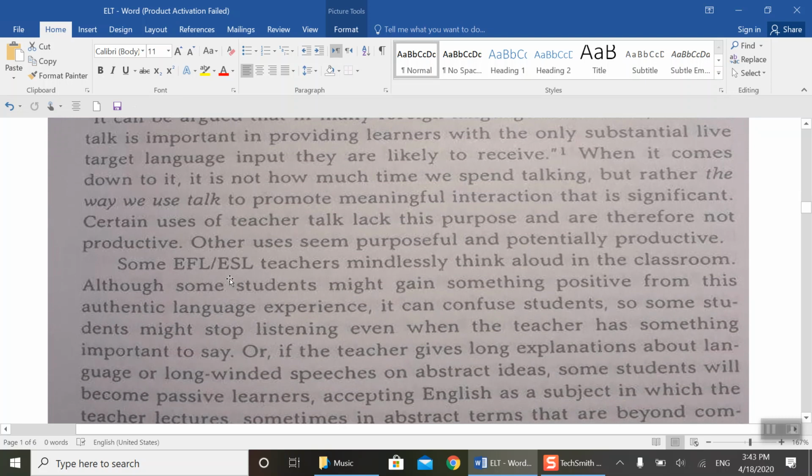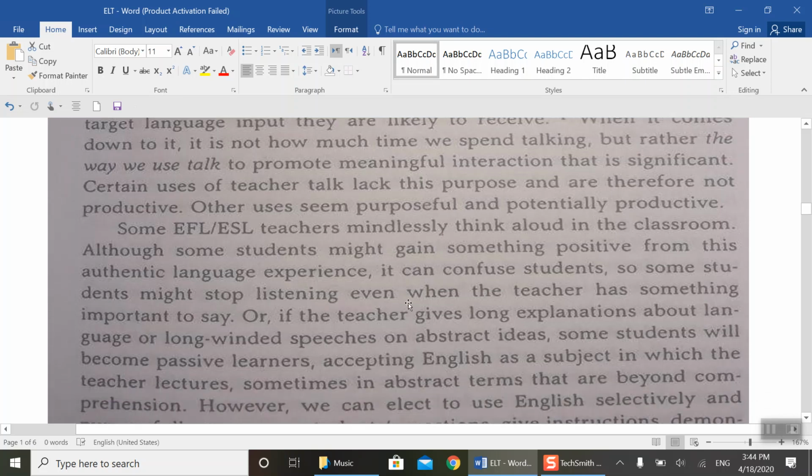Some EFL, ESL teachers think aloud mindlessly in the classroom. Although some students might gain something positive from this authentic language experience, it can confuse students. So some students might stop listening even when the teacher has something important to say.